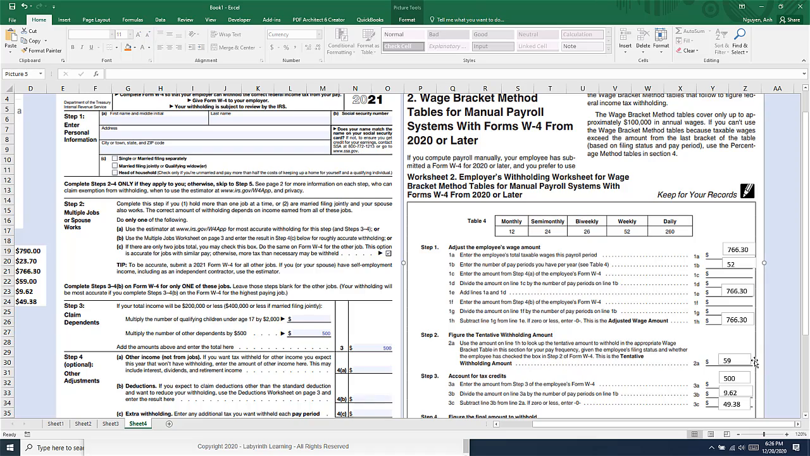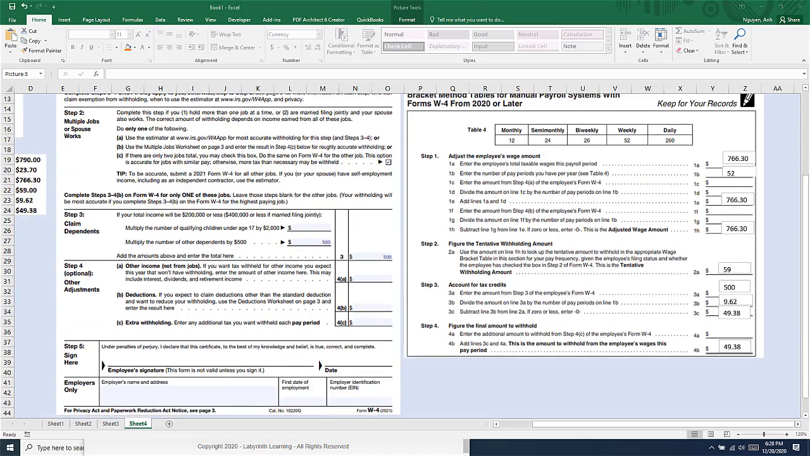However, that's not the final, it's just the tentative. Then we need to apply information relating to the claiming of dependents. In this sample problem, there was a $500 dependent credit. In other problems, there could be more. There could be a child credit of $2,000 or more, depending on the number of qualifying children. In this case, it's just 500.